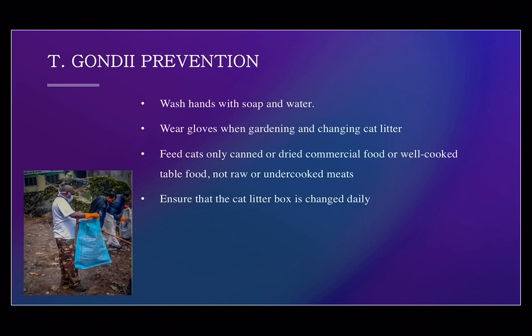T. gondii can be prevented by such ways: washing hands with soap and water, wearing gloves when gardening and changing cat litter, feeding cats only canned or dried commercial food, or well-cooked table food, which is not raw or undercooked meats, as well as ensuring that the cat litter box is changed daily.